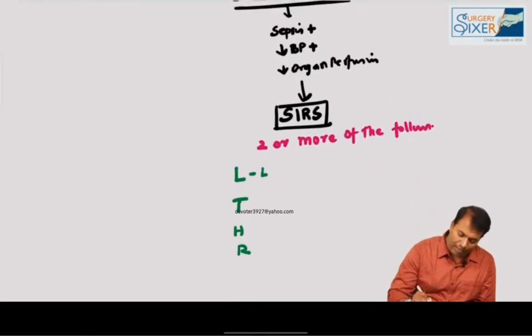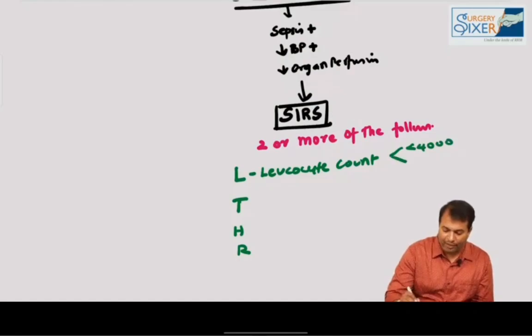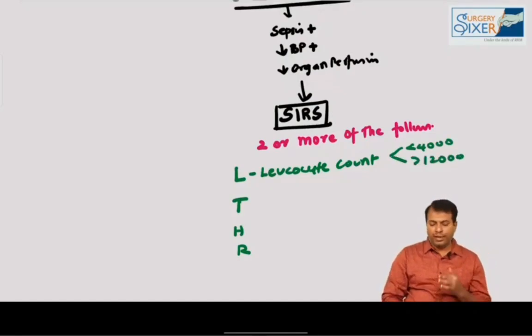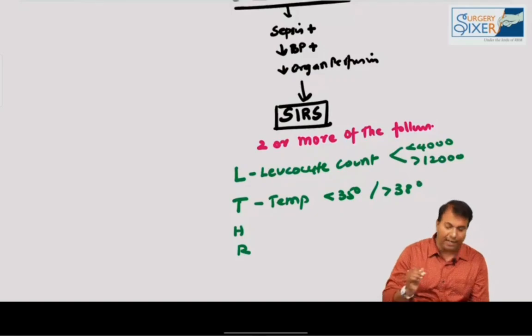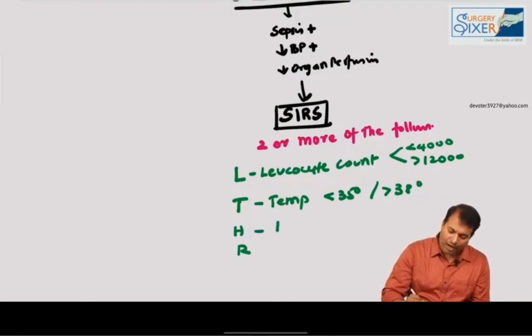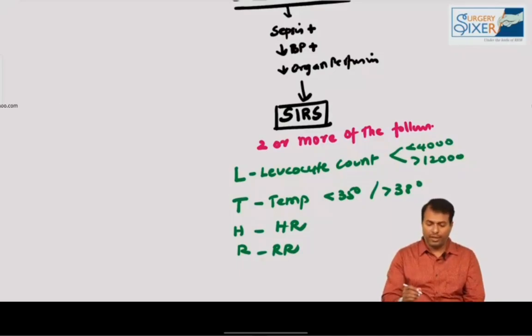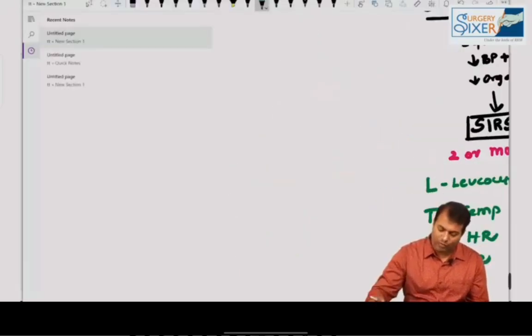So L for leukocyte count, WBC count should be monitored. If it is less than 4,000, 1 point is given. If it is more than 12,000, it is also SIRS. So WBC count. Temperature can be less than 35 degrees centigrade or more than 38 degrees centigrade. Okay, temperature. Then comes heart rate and respiratory rate. So leukocyte count, temperature, heart rate, and respiratory rate are the values we use in the SIRS definition.